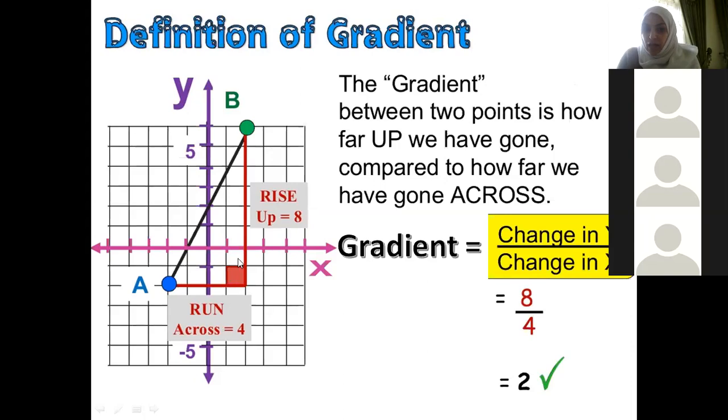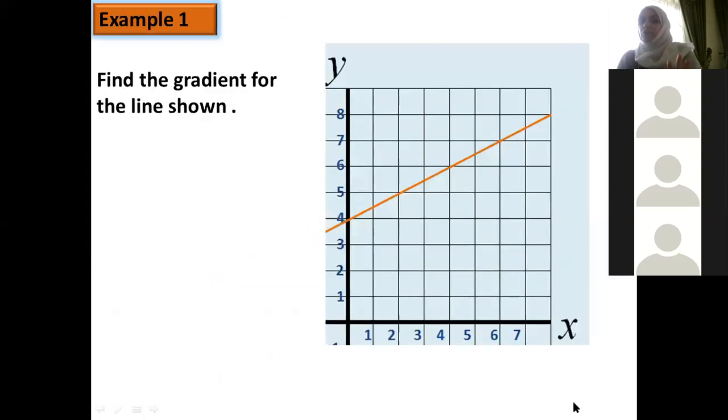What did I do? I just counted how many squares we have up, the difference between the 2 points, and the difference between the 2 points that are across. So how much up and how much across, and then I found the gradient. Okay, let's take more examples. How can I find the gradient for this one?